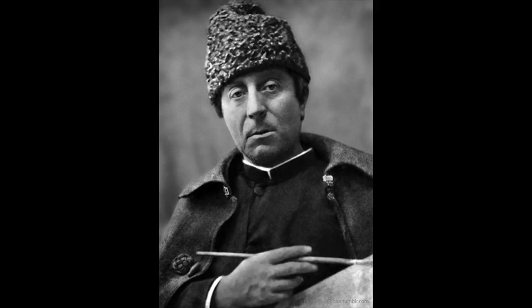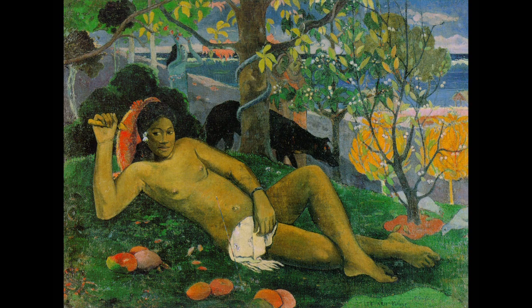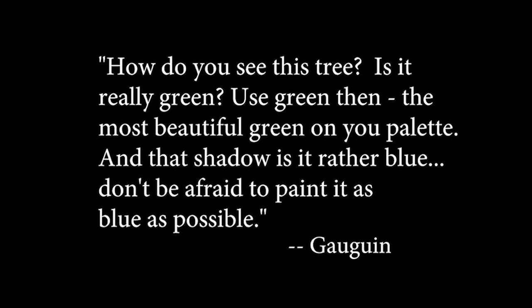A contemporary of Van Gogh's, who was also one of the most powerful expressionist painters, was Paul Gauguin. Gauguin said, "An emotion can be translated instantly. Envision it, dream of it, and seek for it in the simplest form. How do you see this tree? Is it really green? Use green then, the most beautiful green on your palette. And that shadow, is it rather blue? Don't be afraid to paint it as blue as possible."